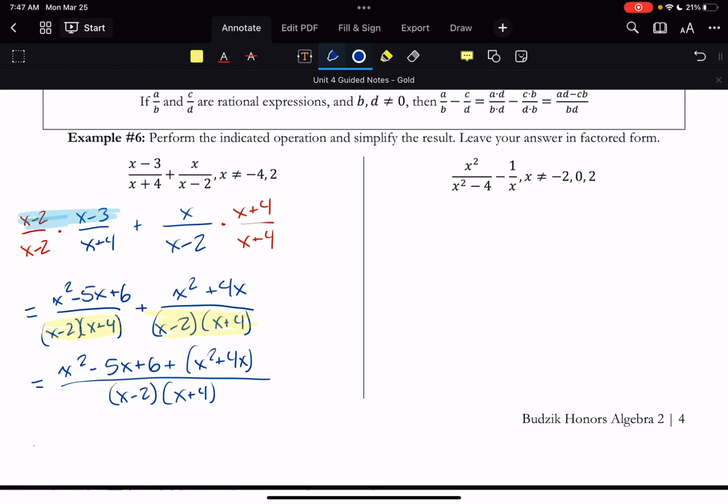And then I look in my numerator and I ask myself, can I simplify? And I can. So x squared plus x squared gets me 2x squared. Negative 5x and 4x gets me a negative x plus 6 divided by x minus 2 times x plus 4. Okay, and then again, last thing I need to see is can I factor the numerator? And this quadratic is not factorable, so this is as simple as we can get these rational expressions.